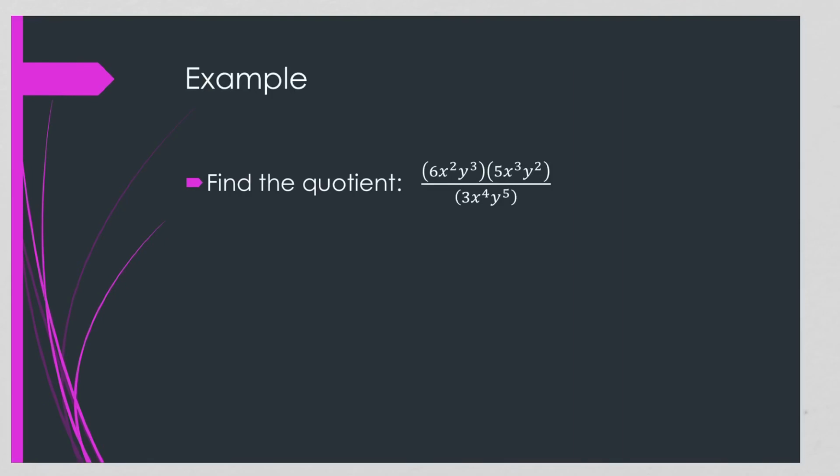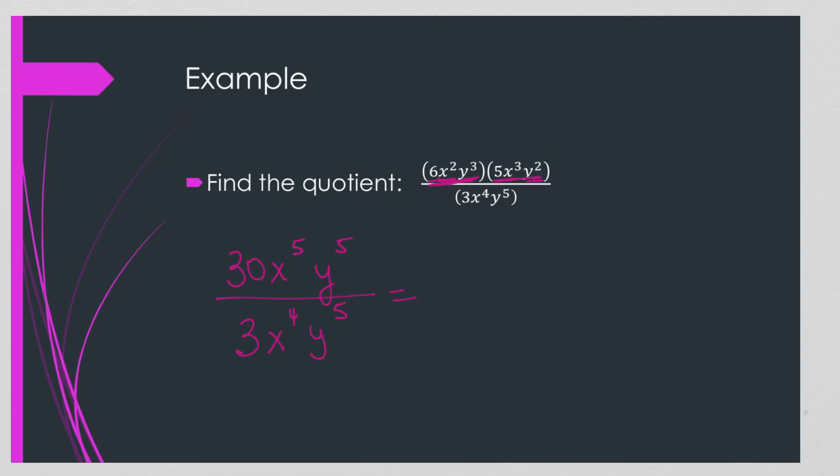All right, so for this one, the parentheses here just indicate that I am multiplying this times this, okay? So let's go ahead and multiply 6 times 5, which is 30. My x's, I'm going to combine. X squared times x to the 3rd is x to the 5th. Remember, that's one of our first rules that we learned. We add our exponents together when we're multiplying. Y to the 3rd times y squared is also y to the 5th. And then we have this over 3x to the 4th, y to the 5th.